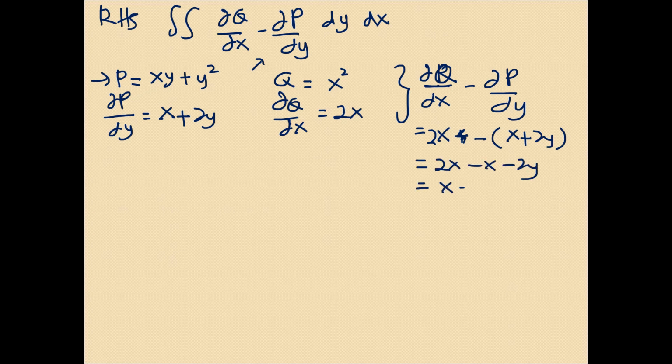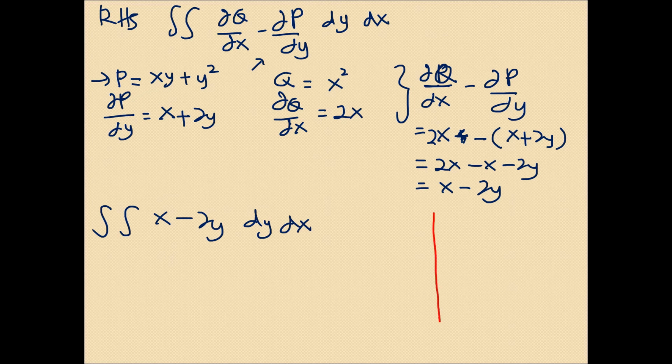So this equals x minus y. Now we're going to integrate x minus 2y. I want to choose dy dx, so how do we determine the limits? Let me sketch the figure again.